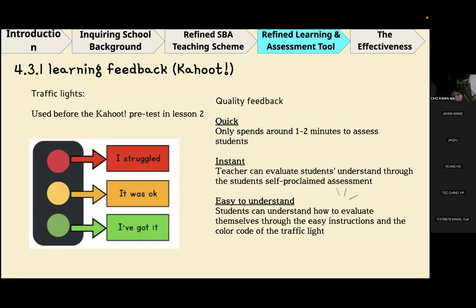So now we are going to talk about some learning feedback for the assessments. For the traffic lights used before the Kahoot pretest in lesson 2, we can see that this learning feedback is very quick because it only takes around 1 to 2 minutes to assess every student. And it also provides some instant feedback for the teachers because the students can evaluate themselves through their self-assessment. And it is very easy for the students to understand the assessment because they know how to evaluate themselves through the easy instructions, and the color code of the different traffic lights can also help them to do the assessment.